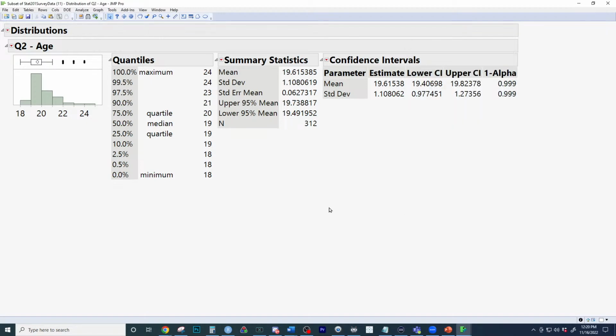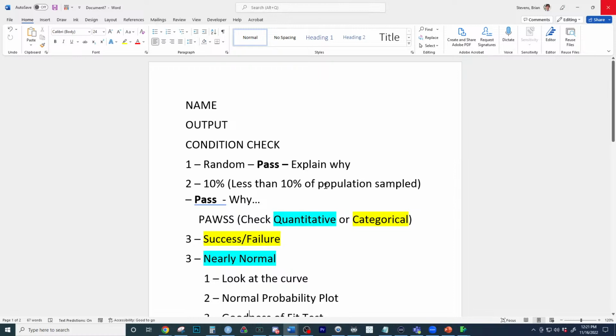Make sure to interpret. I am 99.99% confident that the true mean age of UT students is contained in the interval 19.40698 to 19.82378. I would just write out all the numbers in my interpretation if JMP gives it to us.